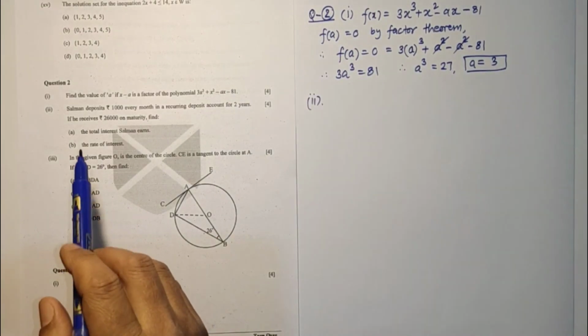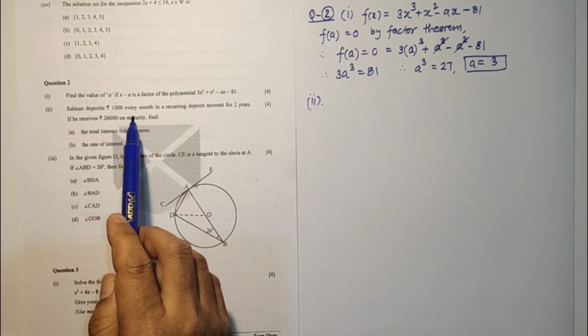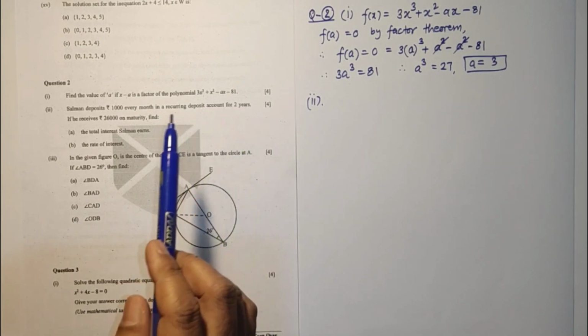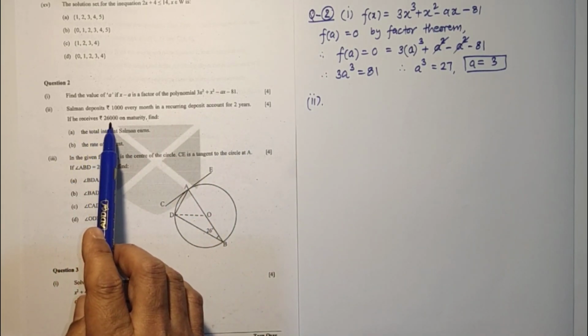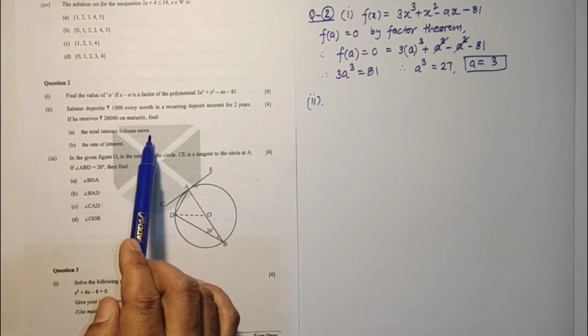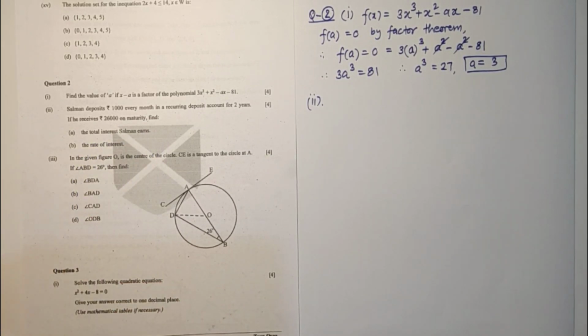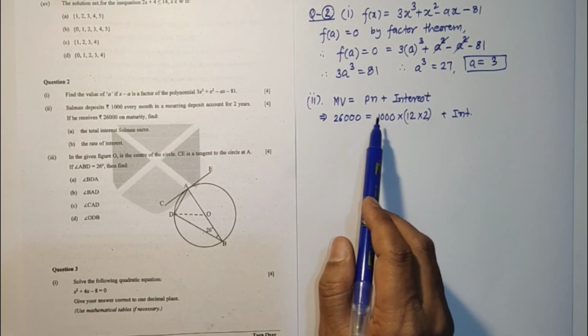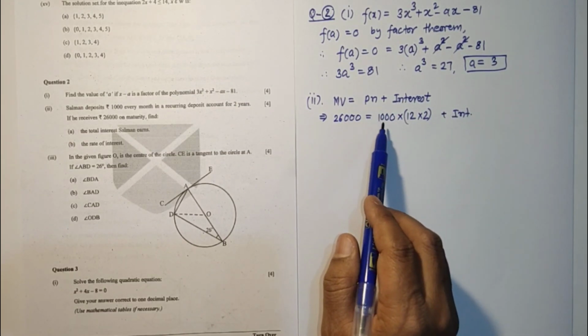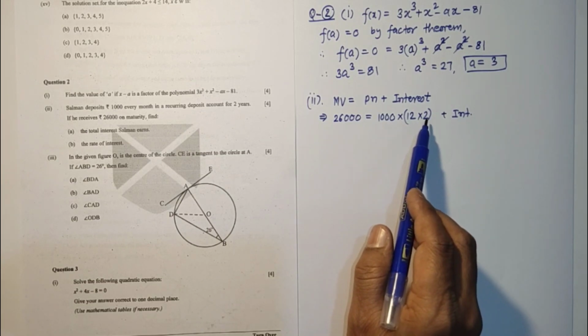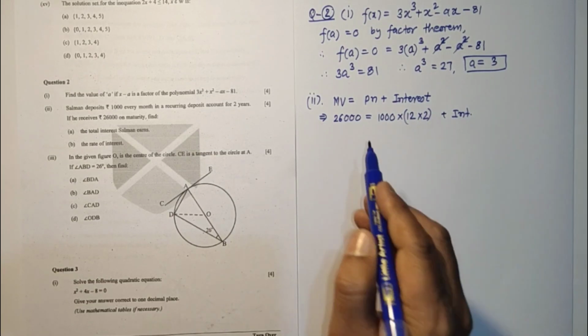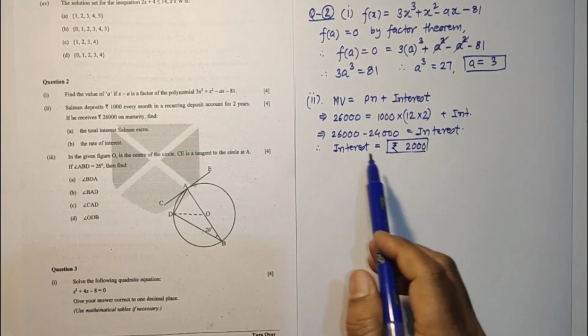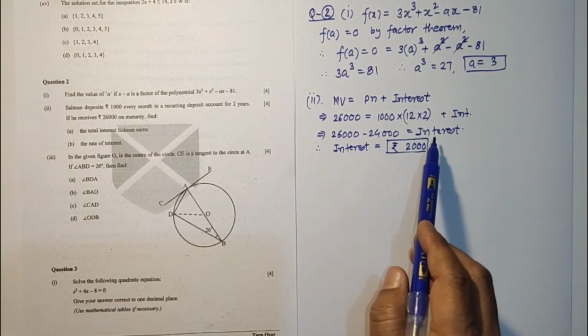In this second question, Salman deposits rupees 1000 every month in a recurring deposit account for 2 years. If he receives rupees 26,000 on maturity, find the total interest Salman earns and the rate of interest. Using the maturity value formula with interest, maturity value is Pn plus interest. Maturity value is given as 26,000, which is equal to 1000 every month deposit into n, which is 2 into 12, plus interest. After simplification, 26,000 minus 24,000 is the interest.